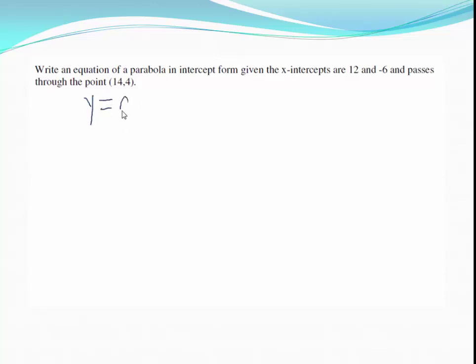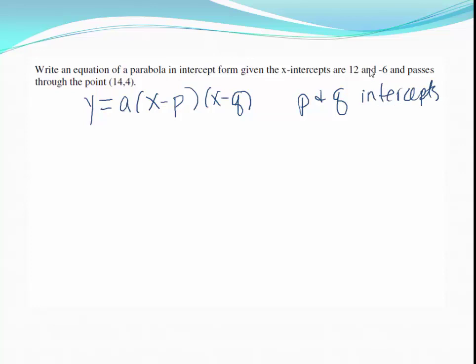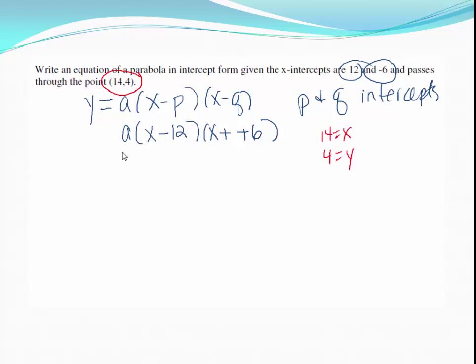So here's our basic intercept form with p and q being intercepts. So I'm going to take these intercepts and I'm going to plug them in. a, x minus 12, x minus negative 6. Right away I'm going to notice that that's going to change to positive. Now I notice that that coordinate x, y, 14 is my x, 4 is my y. I'm going to plug those in.